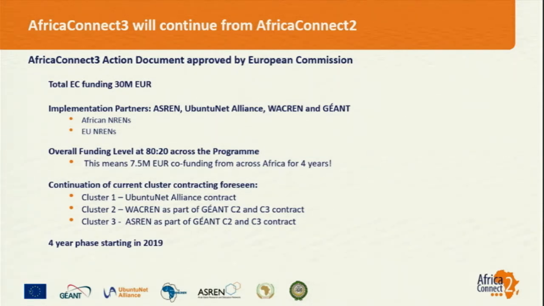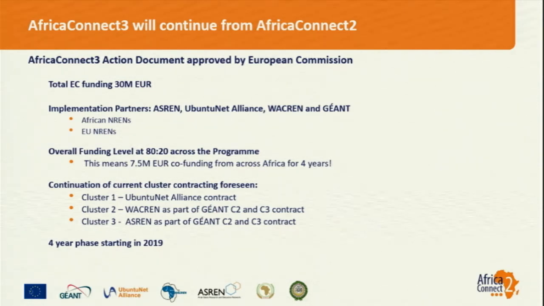So what I'm putting here is not information that comes from me, but information that comes from the European Commission. This is how the European Commission sees this project. This is the only official document we have for Africa Connect at this point in time. So the Commission says there are 4 implementing partners: NREN, the Ubuntu Net Alliance, WACREN, and GEANT. And then they say that there will be African NRENs as beneficiaries of the action, and European NRENs as supporters of the action. So this is how the membership of Africa Connect 3 will look: implementing partners, African NRENs, and European NRENs.